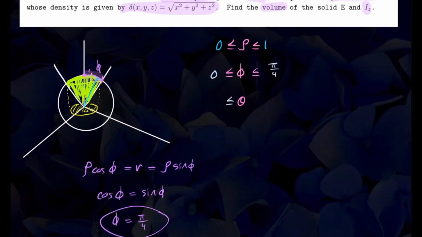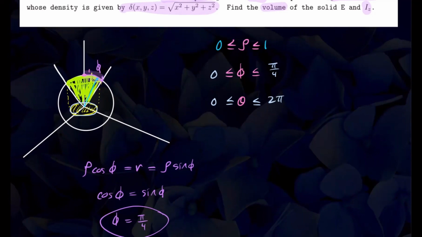And theta is the angle that sweeps over the entire xy plane to create that solid in the space. So it's going to be this angle right here. So it's going to be the entire 0 to 2 pi. So those are the bounds on rho, phi, and theta.